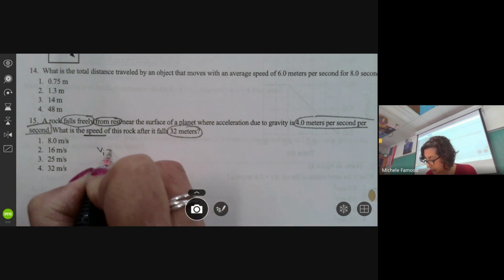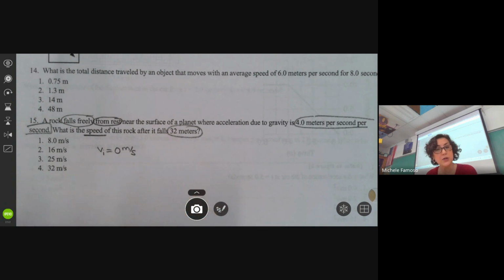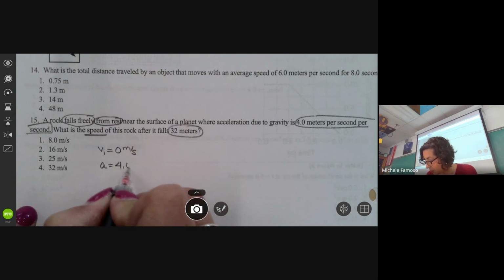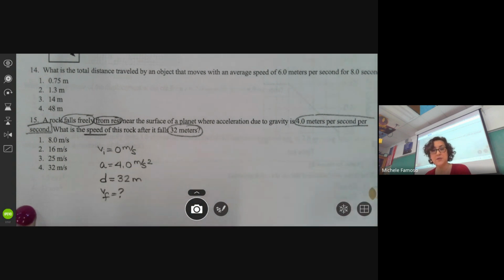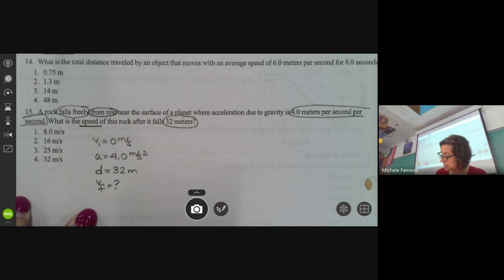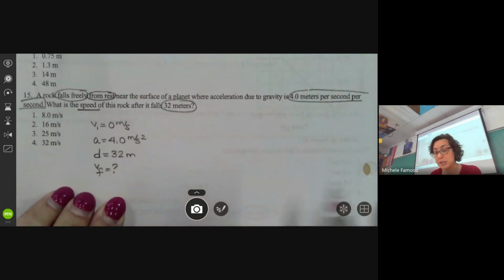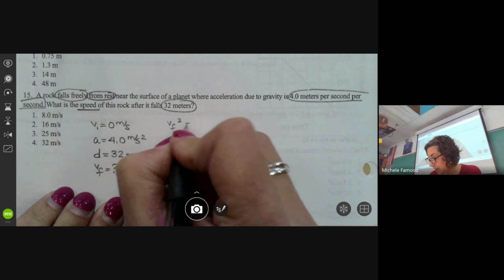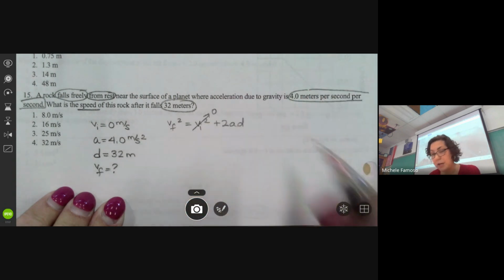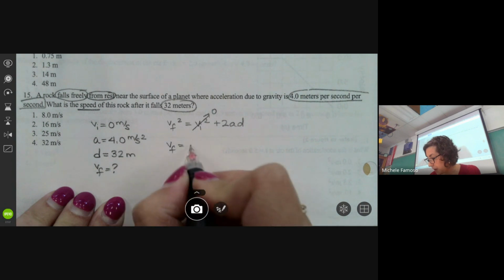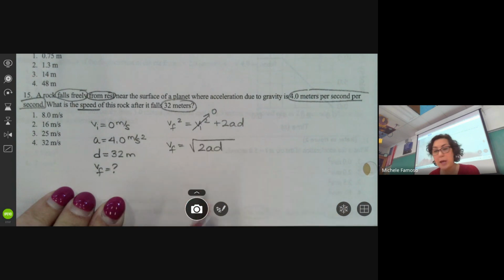So for my givens, I would have a VI of 0 meters per second. That comes from rest. The acceleration is 4.0 meters per second squared, and the distance fallen is 32 meters. I'm asking you for the speed once it's fallen that far, which would be the final velocity. Based on the equations on page 6 of your reference table, you should have selected VF squared is VI squared plus 2AD. Since the VI is 0, the equation for VF becomes the square root of 2AD.